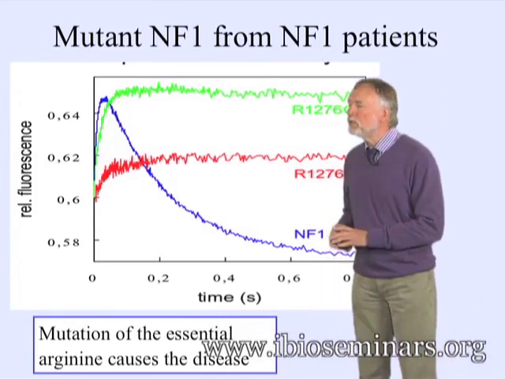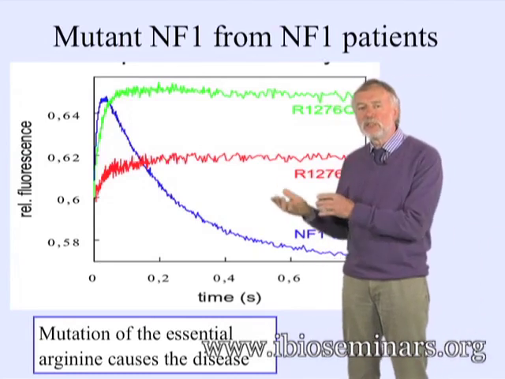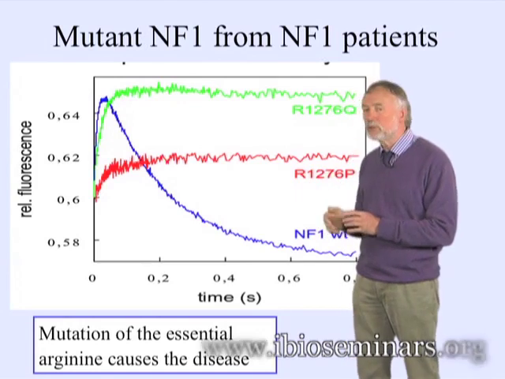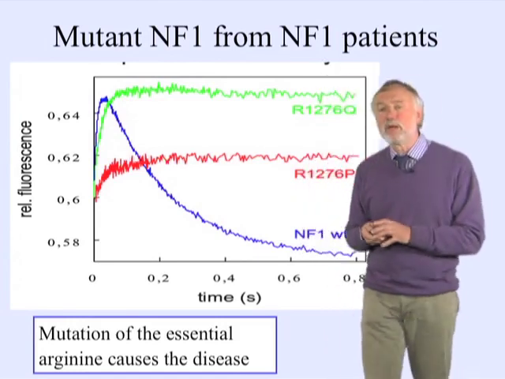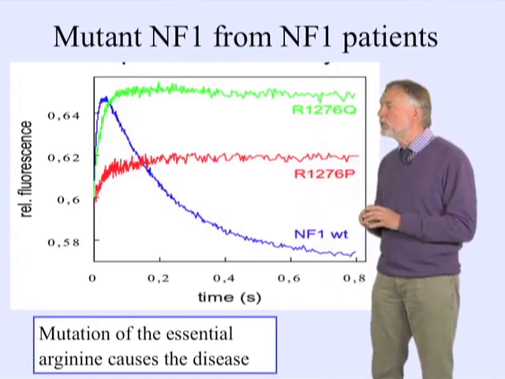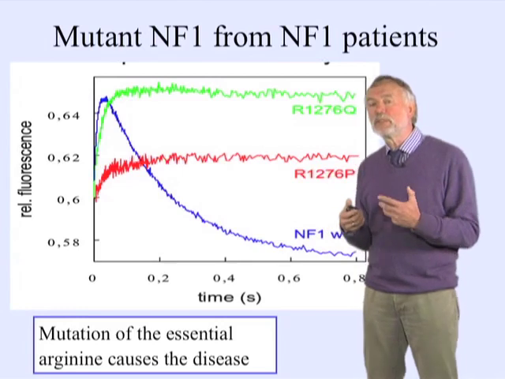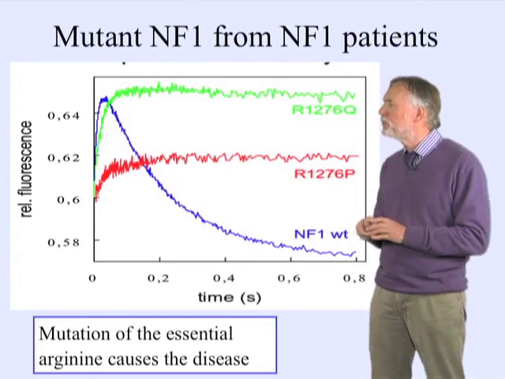So mutation of the essential arginine leads to the disease neurofibromatosis. Also I should point out that there are many other mutations in neurofibromin which also cause the disease, which is phenotypically very, very different in many, many different patients.